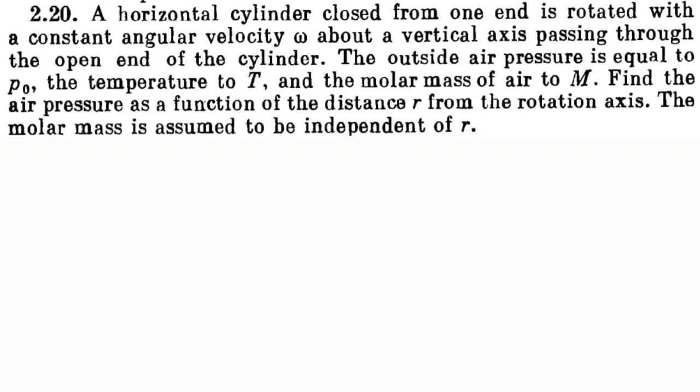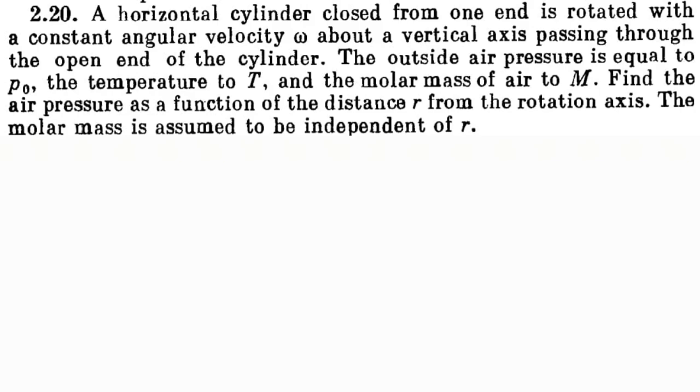So we are dealing with problem 2.20 in Irodov solving series, and the problem states: a horizontal cylinder closed from one end is rotated with a constant angular velocity omega about a vertical axis passing through the open end of the cylinder. The outside air pressure is equal to P naught, the temperature T, and the molar mass of the air is capital M. Find the air pressure as a function of the distance r from the rotation axis. The molar mass is assumed to be independent of r.